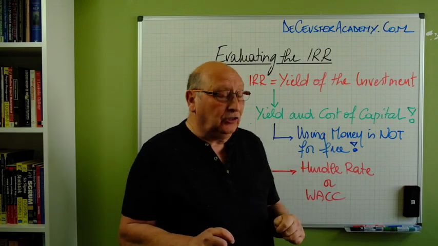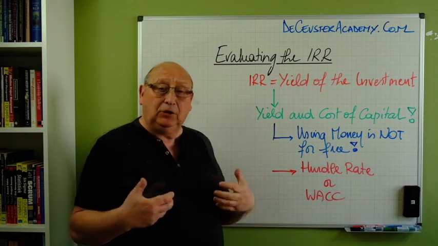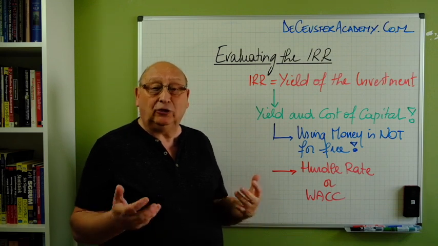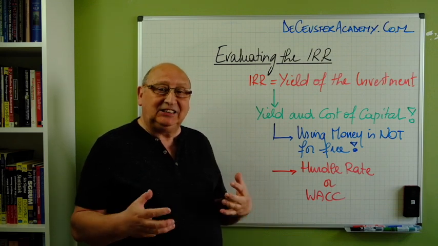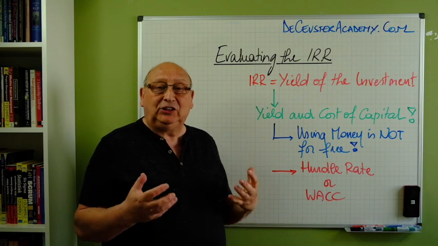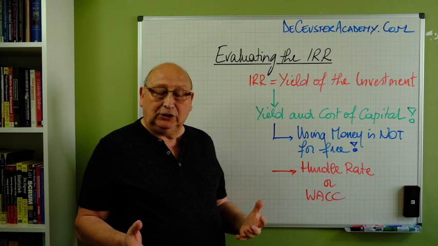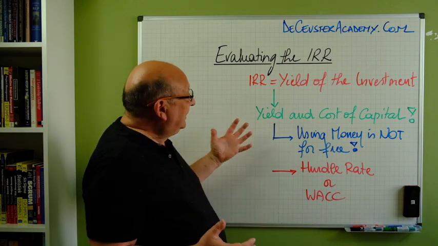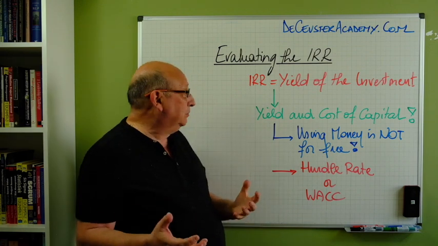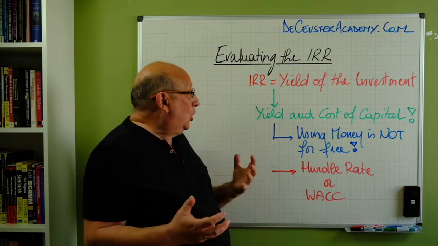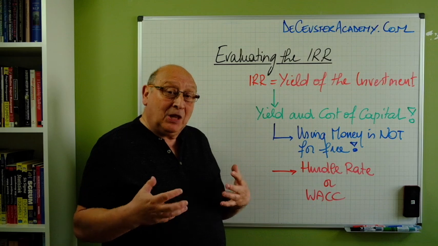Let's have a look at the internal rate of return. In the previous video, I explained to you how to calculate the internal rate of return. And basically, it's the discount rate for which the NPV, or the net present value, is equal to 0. But what does it mean? Basically, we have the yield of the investment. And we have to compare the yield of our investment with the cost of capital.